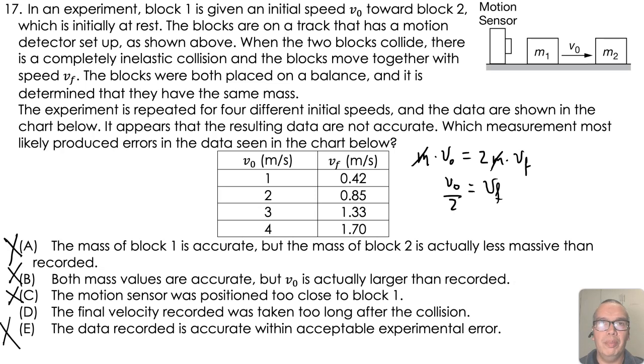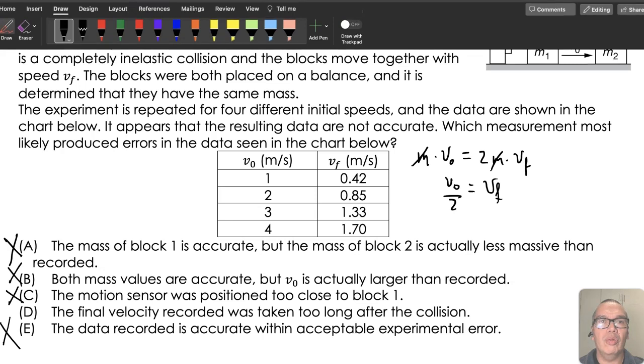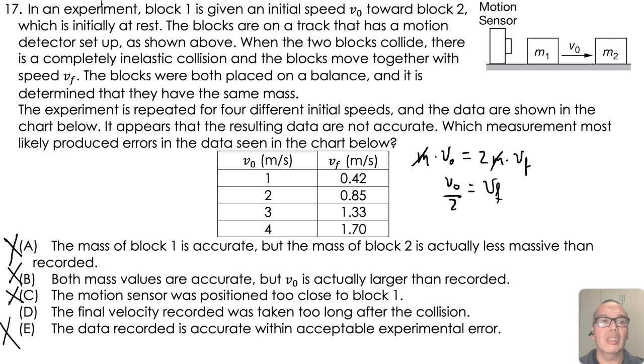In the case of option D, the possibility is that the track is not completely frictionless, in which case, if the final velocity was measured too long after the collision, some of the momentum may have been lost due to friction. That is the only answer that makes sense. Option D.